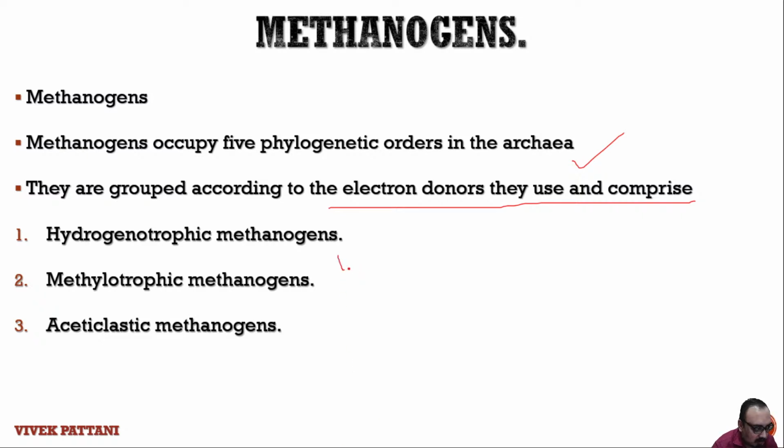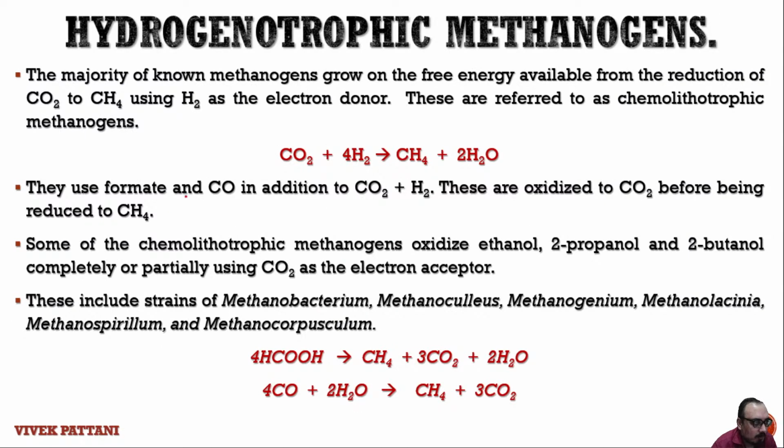So the first one is hydrogenotrophic methanogens. The second one is methylotrophic methanogens. The third one is acetoclastic methanogens. And starting with the first one, hydrogenotrophic methanogens.